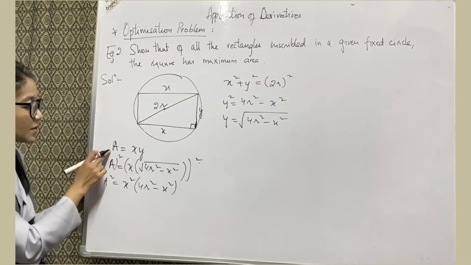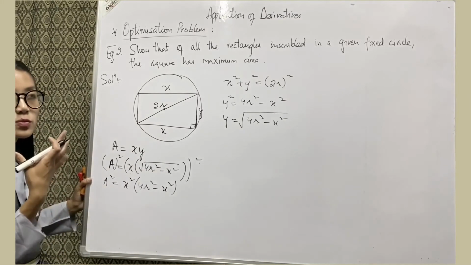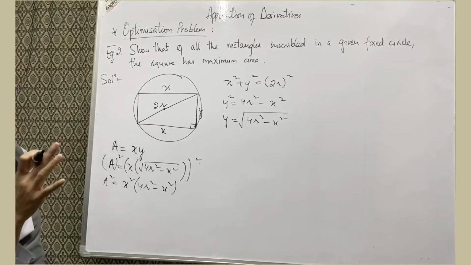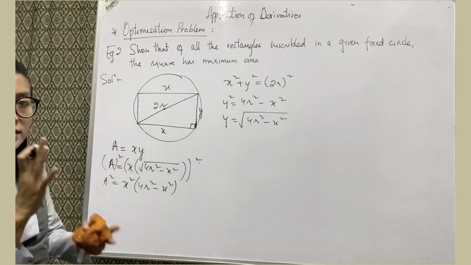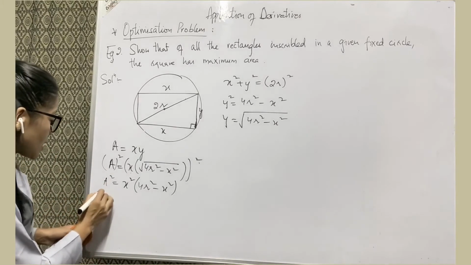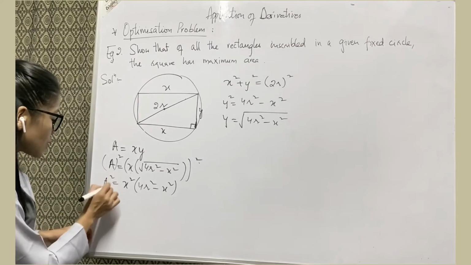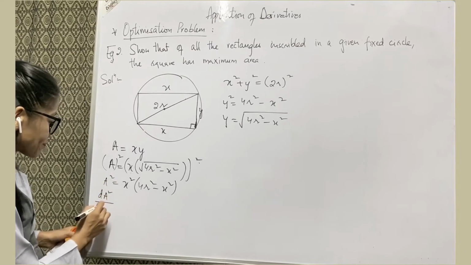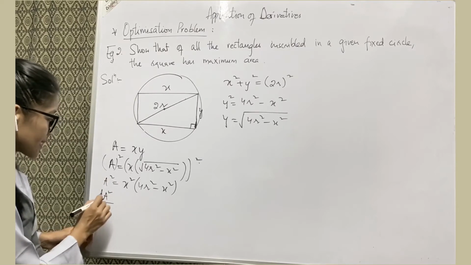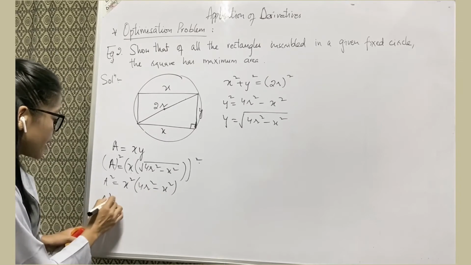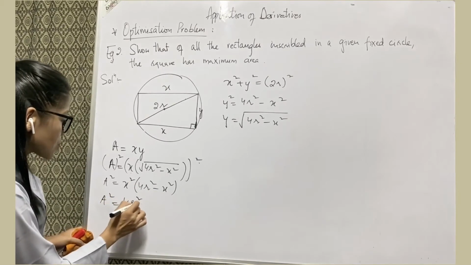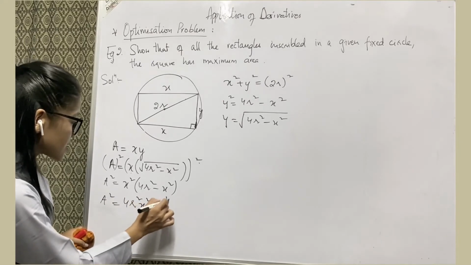It's the same to differentiate A and A squared, because when area is increasing, area squared will also increase. If area is decreasing, area squared will also decrease. So it's the same. Therefore now I will differentiate this quantity with respect to x. Or first you can simplify this: A squared is equal to 4r squared x squared minus x raised to 4.